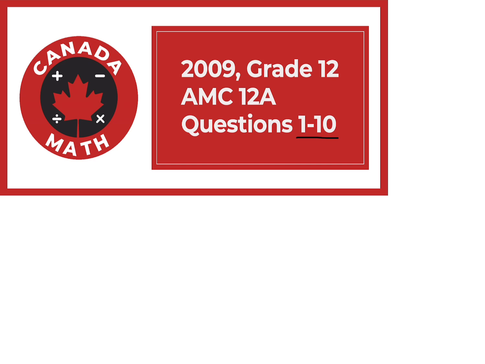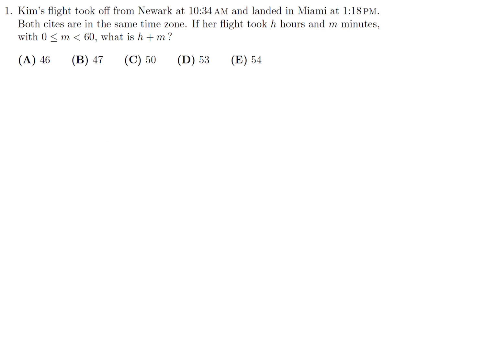Questions 1 through 10 on the 2009 grade 12 AMC 12A. Kim's flight took off from Newark at 10:34 a.m. and landed in Miami at 1:18 p.m. Both cities are in the same time zone. If her flight took h hours and m minutes with 0 less than m less than 60, what is h plus m?